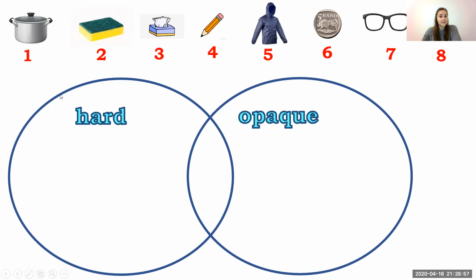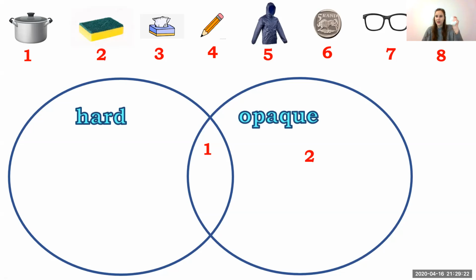Number 1, the pot is very hard. Yes. Can we see through the pot? No. So is it opaque? Yes. So we put it in the middle. It's hard and opaque. Is the sponge hard? No, it's quite soft. Is it opaque? Can you see through the sponge? So it is opaque.